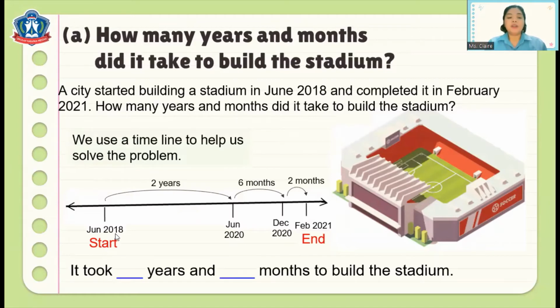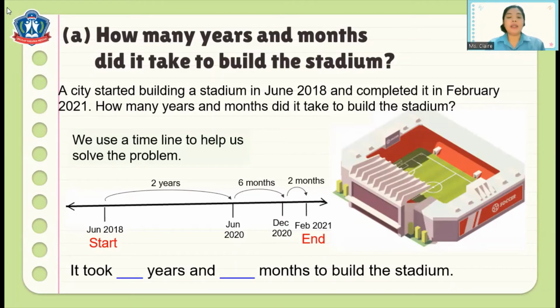So from June 2018, that is the starting date or time. We add 2 years, that is June, still the same month, so 2020. Now from June to December, that is 6 months. From December, we will have another year, right? We will count from December, we have January, February, so we have 2 months, and that is February 2021, and that is the end time.